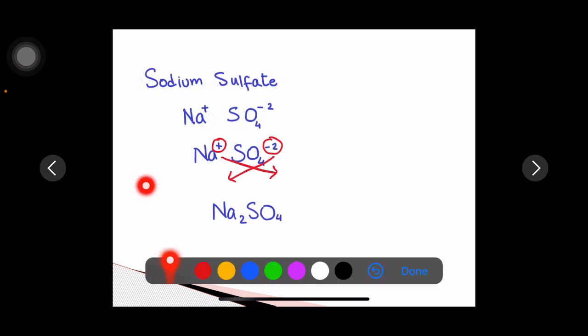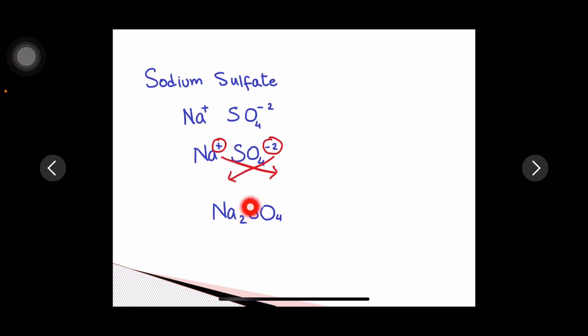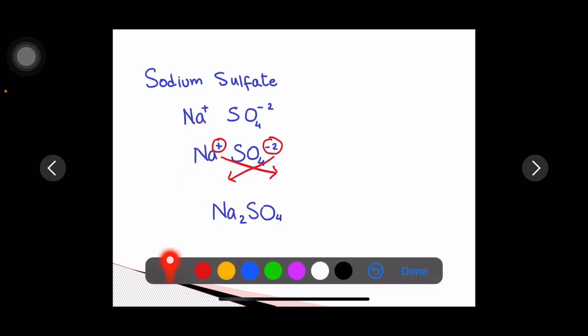Now we will learn a compound containing a polyatomic ion. So sodium is Na plus 1, sulfate is SO4 minus 2. So this 2 will come along the bottom of sodium. It will become Na2SO4. Plus 1, 1 is not written again. No need to write 1. That's why it will be simply Na2SO4.